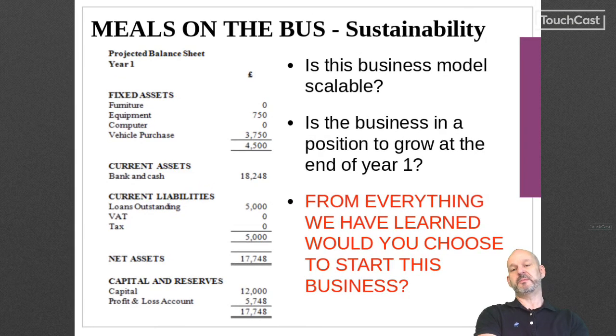And taking a final look at Meals on the Bus, we need to think about sustainability. Here we have the projected business balance sheet at the end of the first 12 months of trading. So looking at the information provided here, is this business model scalable? Meaning, is the business in a position to survive and grow at the end of year one? And lastly, thinking about everything we've learned, would you choose to start this business if you were the potential owner entrepreneur?